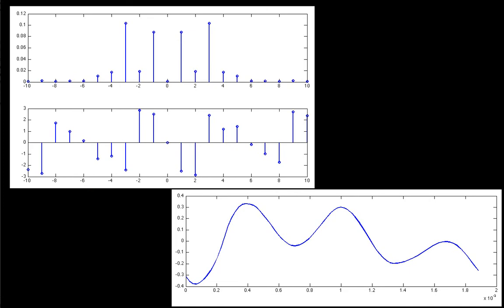So we still have the time waveform for the flute down here. And this is the time axis. And then we also have the magnitude and the phase of the Fourier series coefficients.